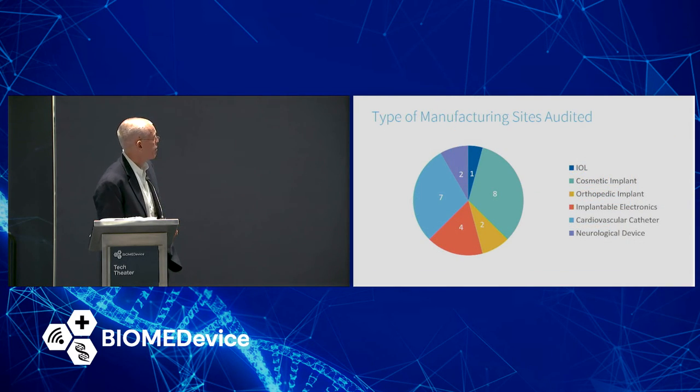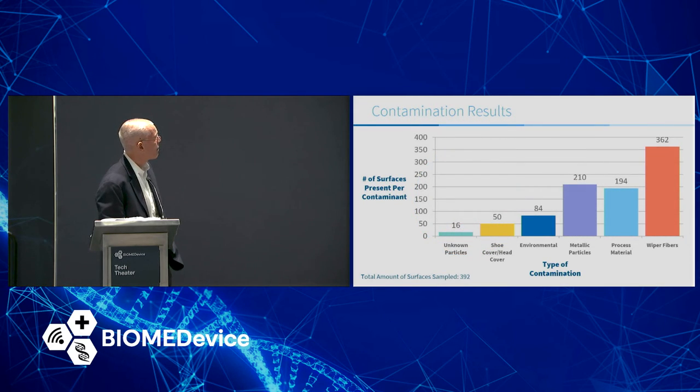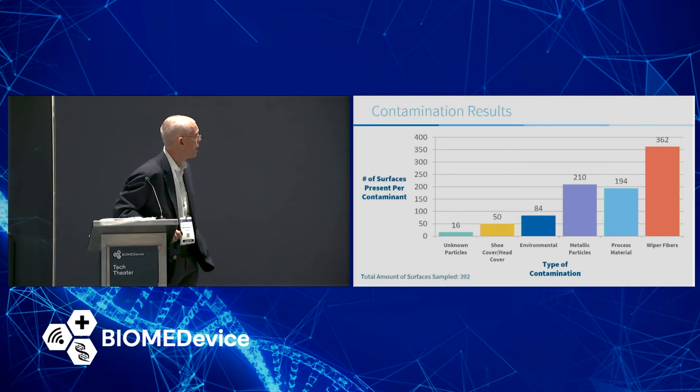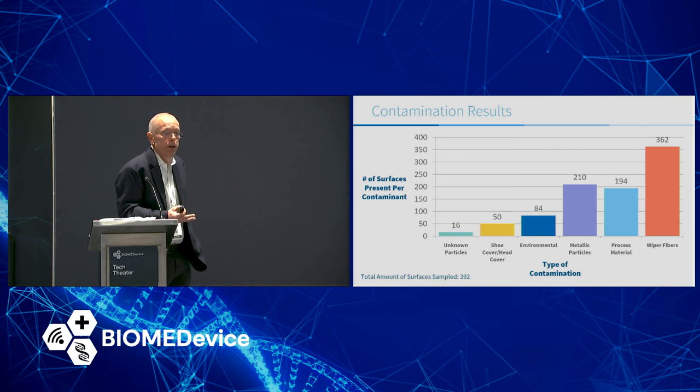These are the types of customers where they had open CAPAs, and this is an example of the range of type of customer that we've sampled. And this is the contamination by type. As I mentioned, wipers are the largest source, which most customers are very surprised by.